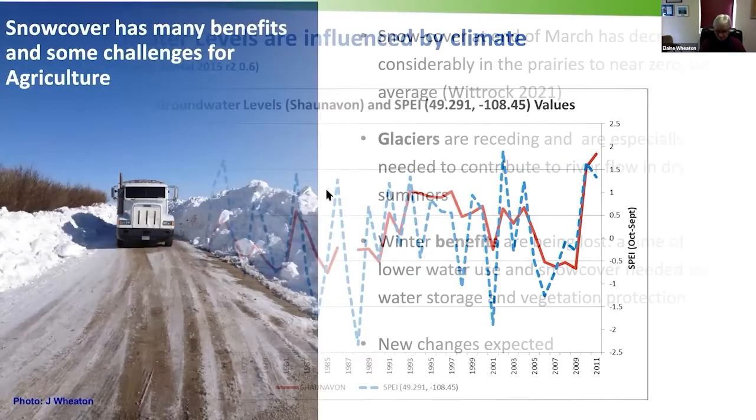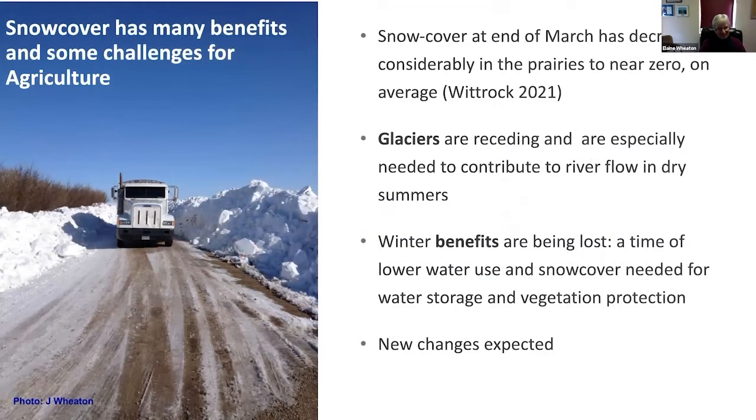Snow cover. You may like it or you may not, depending on your perspective. But putting an agricultural perspective on this, it has many more benefits than problems for agriculture. Note here that the snow cover at the end of March, as a signature of change, is near zero now. It used to be a lot higher.